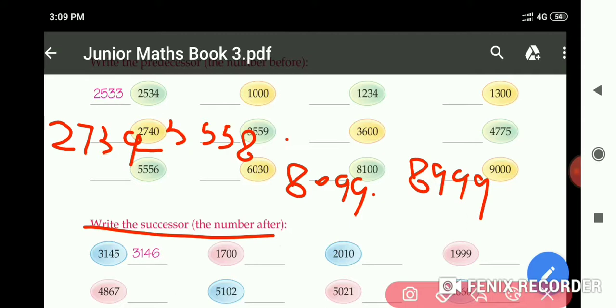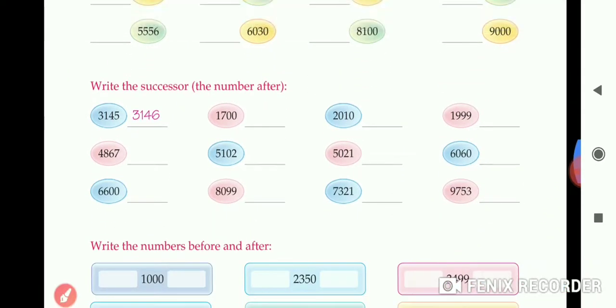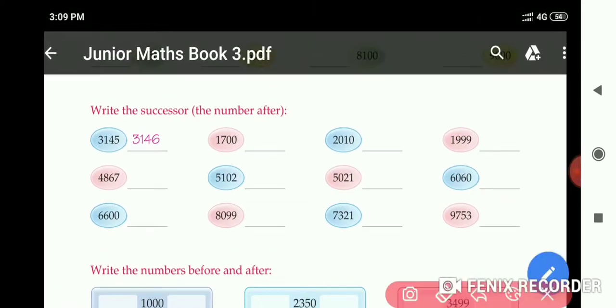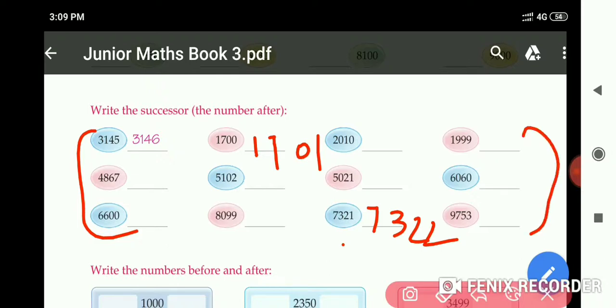Now the next part is successor, the number after. We have to write the number exactly after that particular number, or plus 1 in each number. See, 1700. So 1701. 7321. 7322. Like this we have to do all the parts.